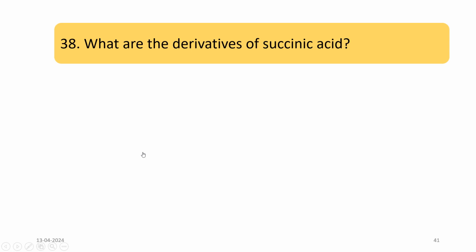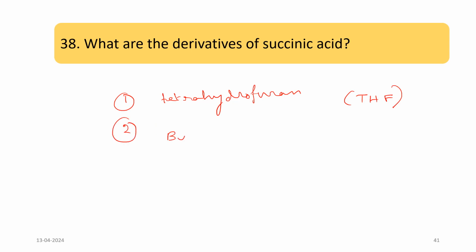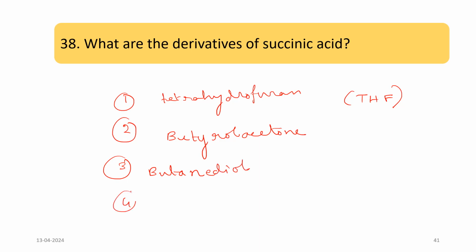So what are the derivatives of succinic acid? The first one is tetrahydrofuran, that is THF. Second one is the butyrolactone. Third one is the butanediol. And the last one is the pyrrolidones. Okay, so these are the derivatives of succinic acid.